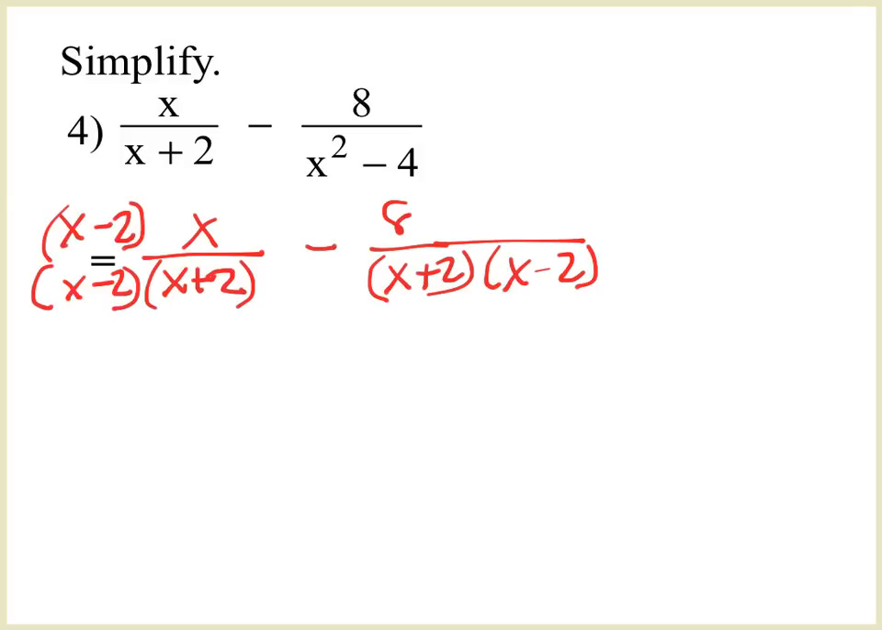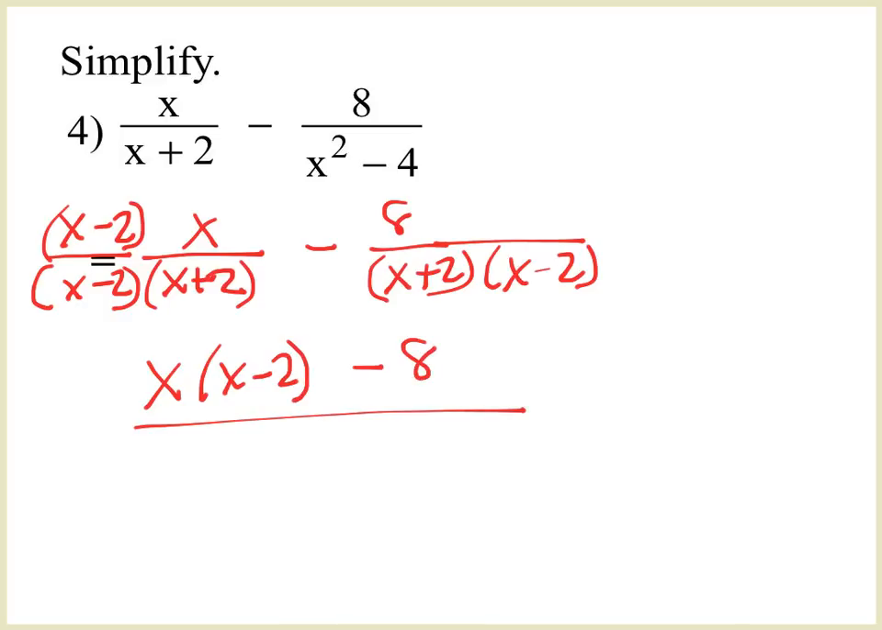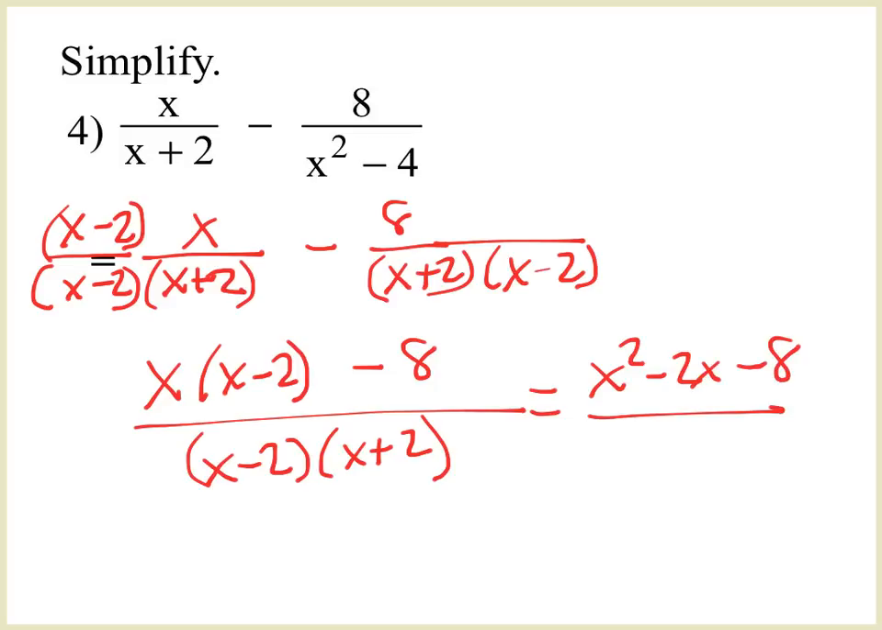So if I'm going to multiply it by the denominator, I have to multiply it by the numerator as well. So now what we get is x times x minus 2 minus 8 all over x minus 2 times x plus 2. We simplify, and it is x squared minus 2x minus 8 all over x plus 2 times x minus 2.